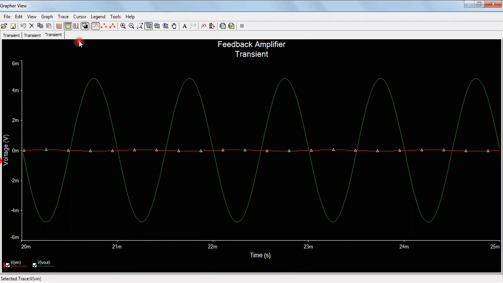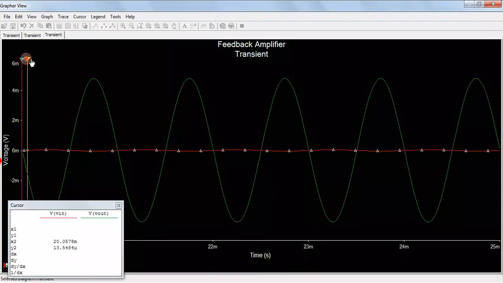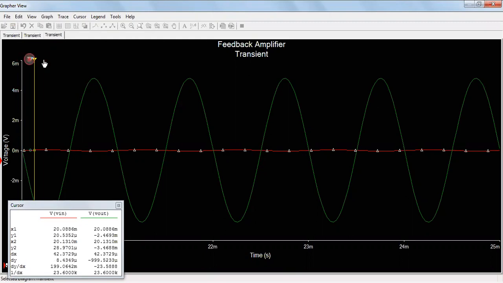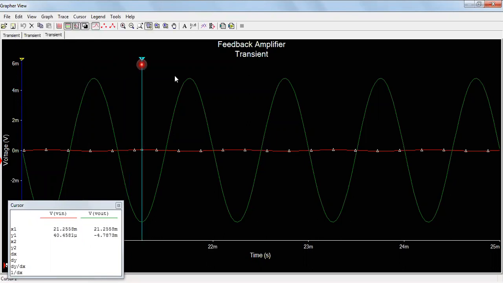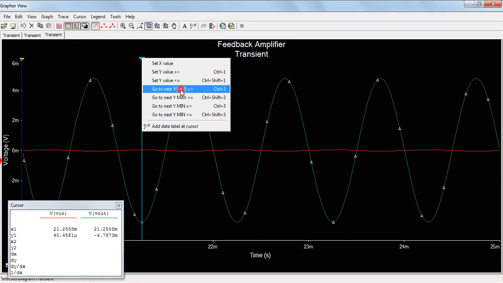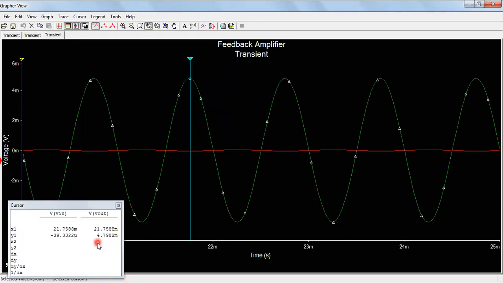Okay. Now let's measure how much using cursor 1 again. So let me select the output signal first, and then let's go to the next Y max value. So I'm getting 4.79 millivolt. Okay, so here I'm getting a V out of 4.79. I will say 4.8 millivolt. Okay, so let me note it down.